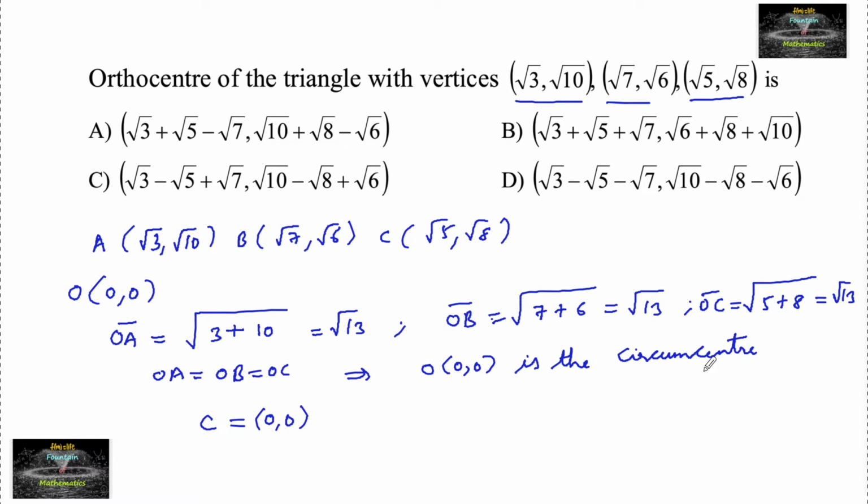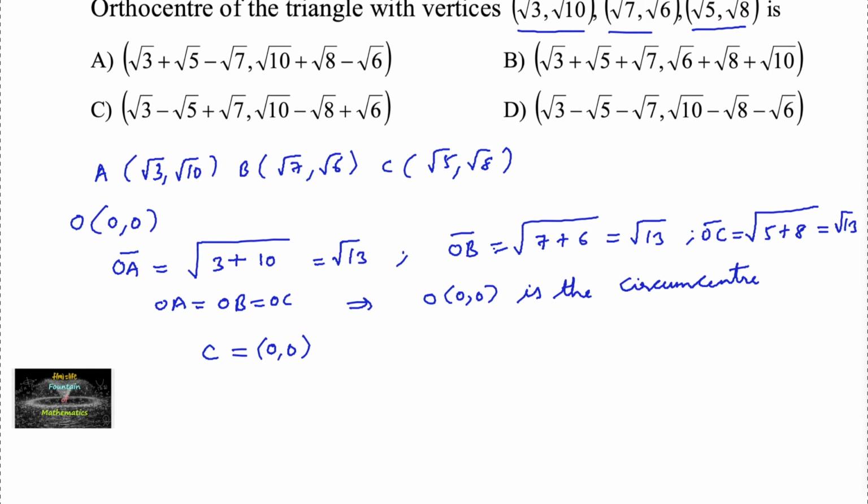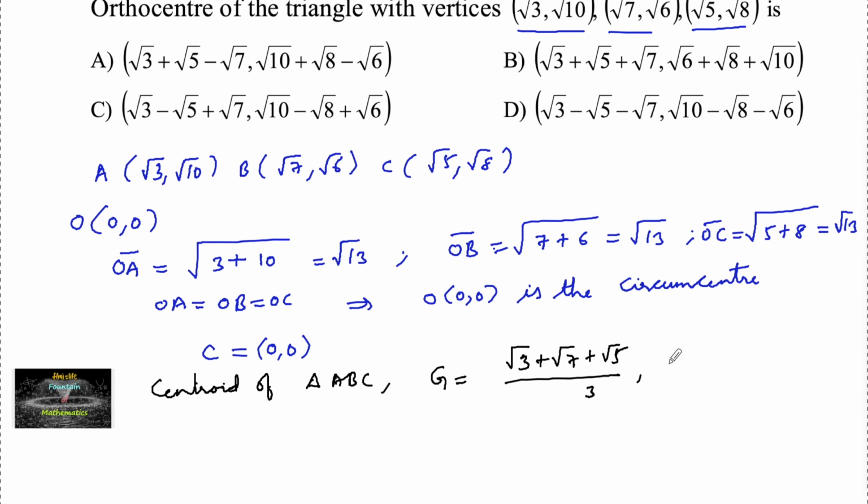And what is the centroid? Centroid of triangle ABC, say capital G, is equal to ((√3 + √7 + √5)/3, (√10 + √6 + √8)/3). So this is the centroid, and if we know the circumcenter and centroid, we can find the orthocenter.